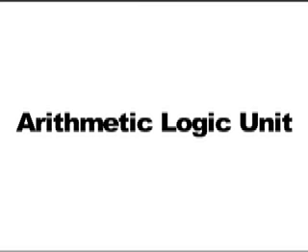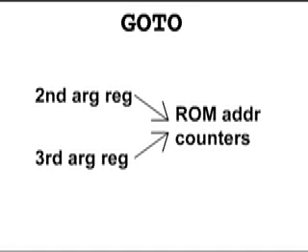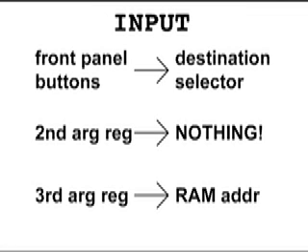Arithmetic logic unit. Some commands do not require any manipulation of data. For example, the write command copies the given data to the given address. No chip performs calculations in between. The goto command is another example. It copies an address from arguments into the ROM address counters. The output command copies data into the GPU, which will be described later. The input command is the last command which performs no ALU calculation. There is one unused argument in this command, which could potentially be used to access a larger array of buttons.